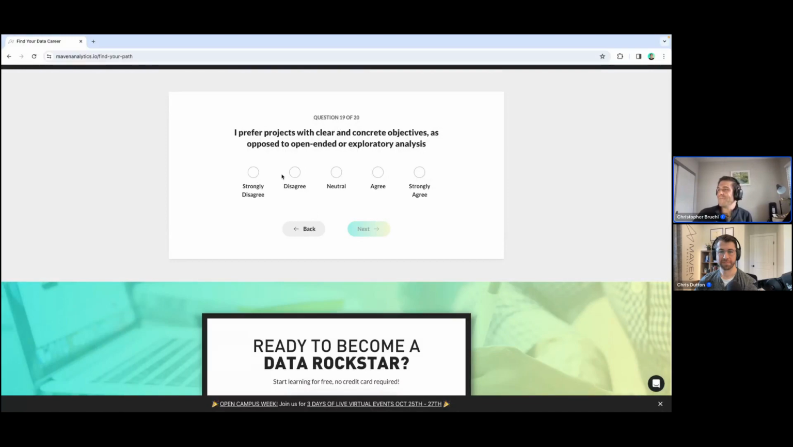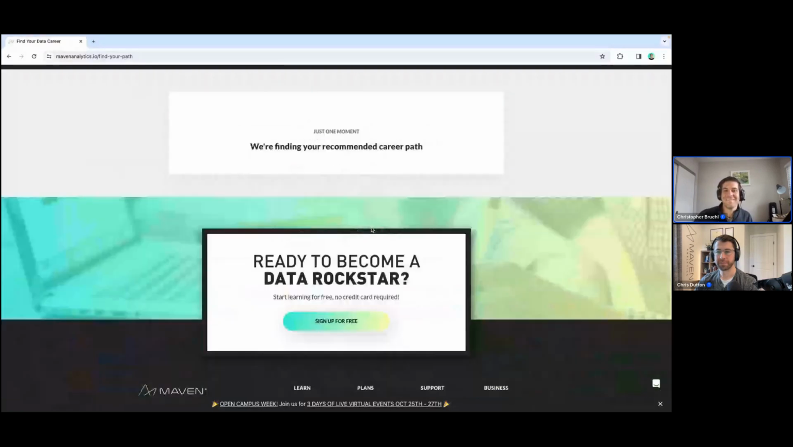And finally, two more. I prefer projects with clear and concrete objectives as opposed to open-ended or exploratory analysis. I'll say neutral. I like a balance. And finally, I'm interested in working with very large or complex data sets, including unstructured, non-tabular data. I will strongly agree here.